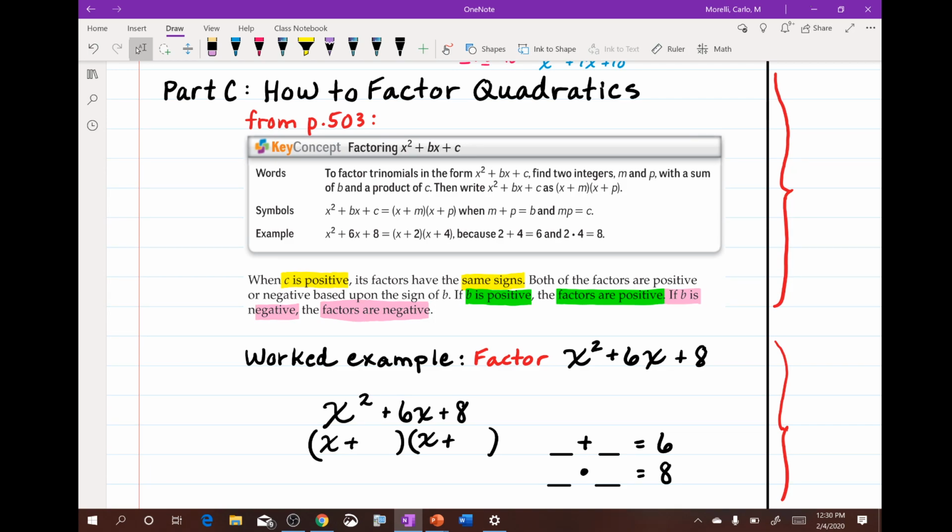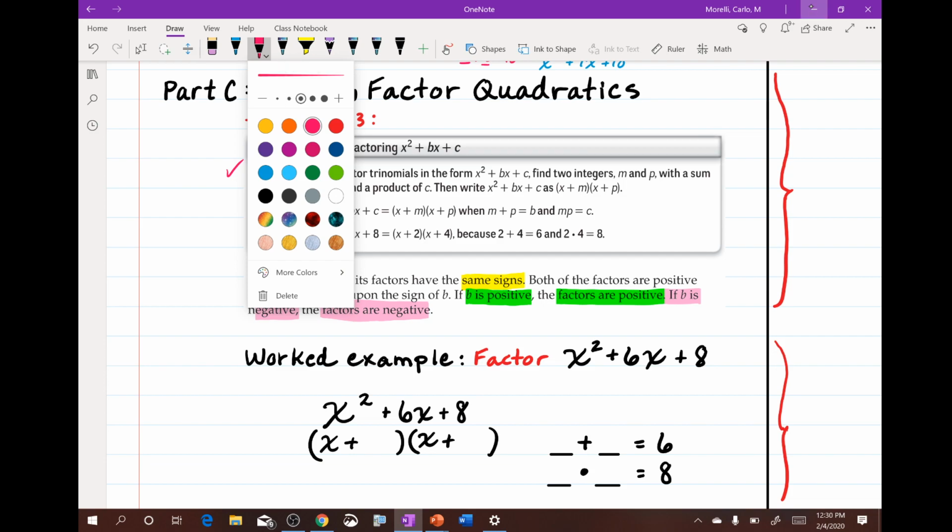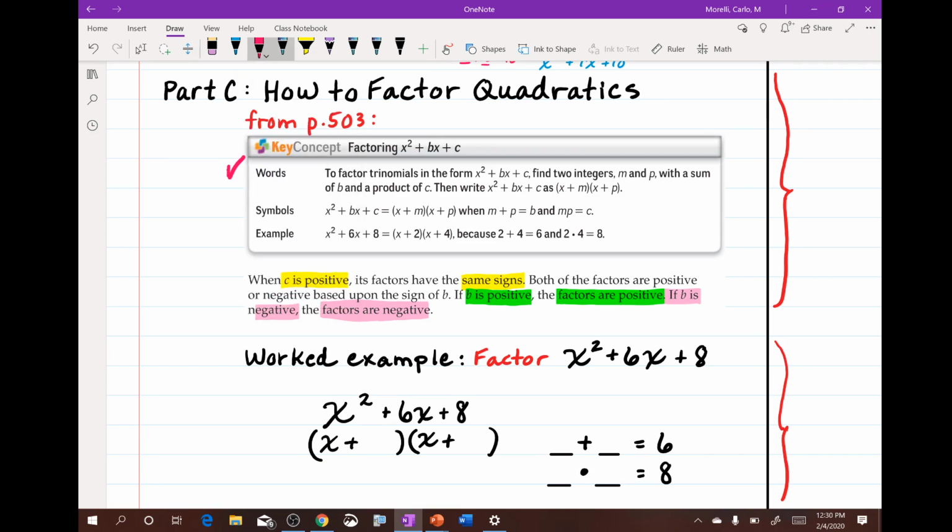Okay, let me have you do this for me, please. Write this down. Let me tell you what to write exactly. To factor trinomials in the form x squared plus bx plus c, find two integers with a sum of b and a product of c.